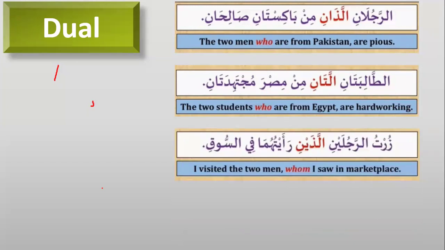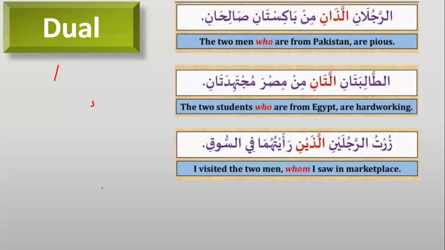Now, for whom are we talking about here? Yes. Two men. Ar-rajulaini. So we are talking here about ar-rajulaini. So we are changing al-lazani to al-lazaini, and allatani to allataini. That is what we are going to learn about.